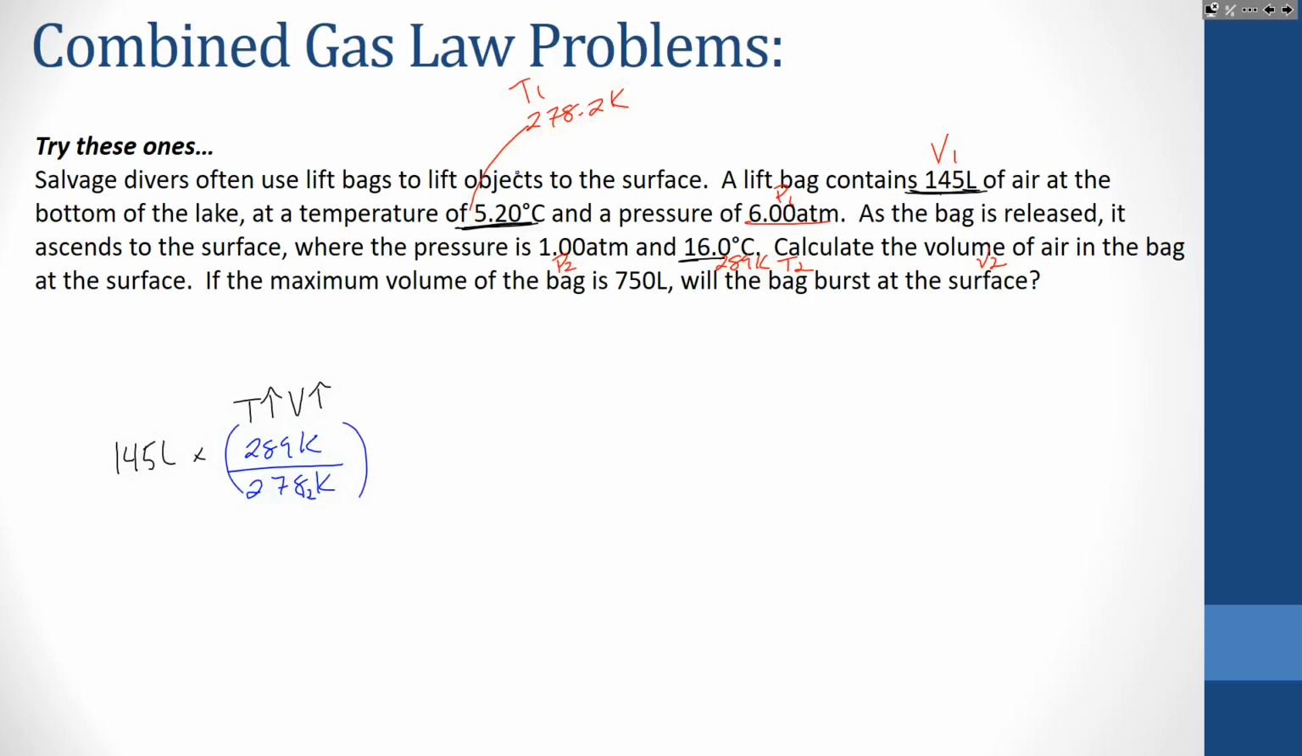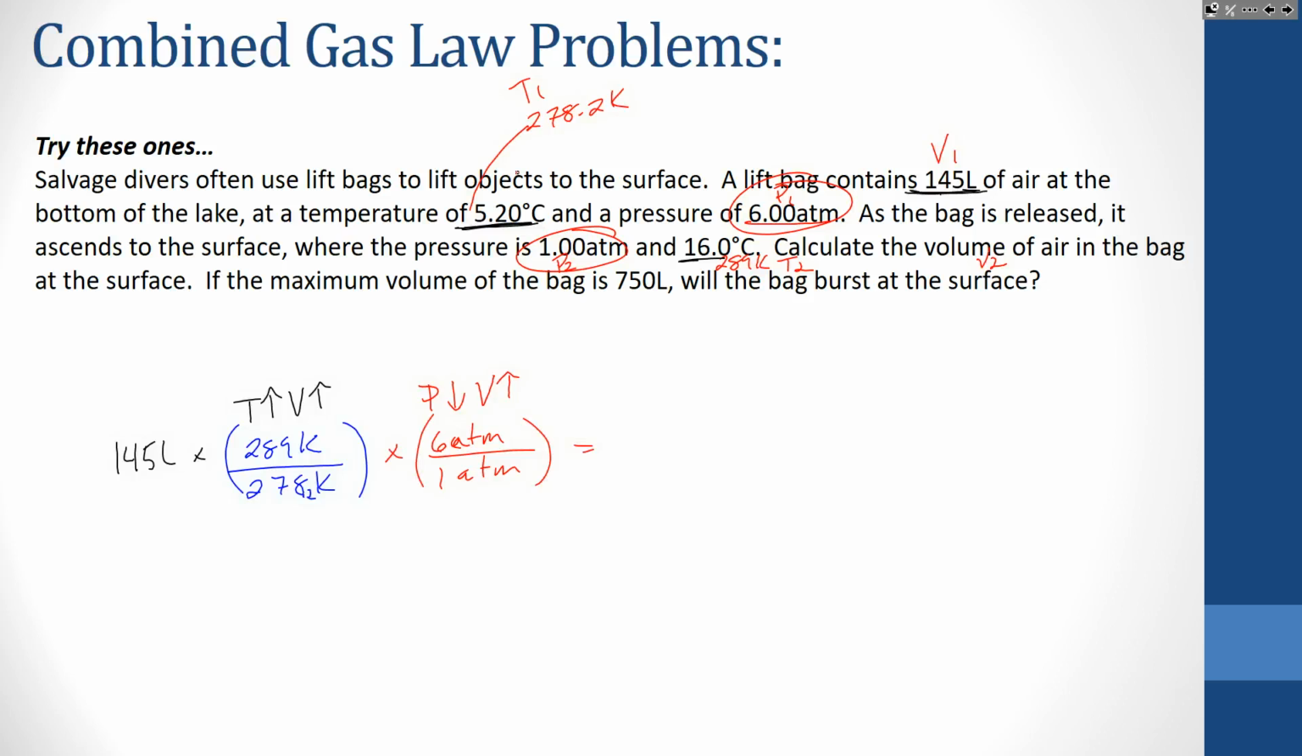Now, the second change is where the pressure is changing. The pressure is going to decrease. So the pressure starts off at 6 atmospheres and becomes 1 atmosphere. It's actually 6 times less. So that means the volume is going to increase by a factor of 6. So I want to make the volume bigger. 6 atmospheres goes on top, and 1 atmosphere goes on the bottom. So here's our second ratio.